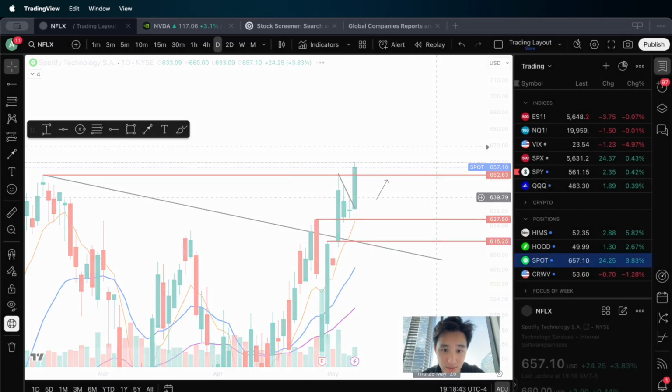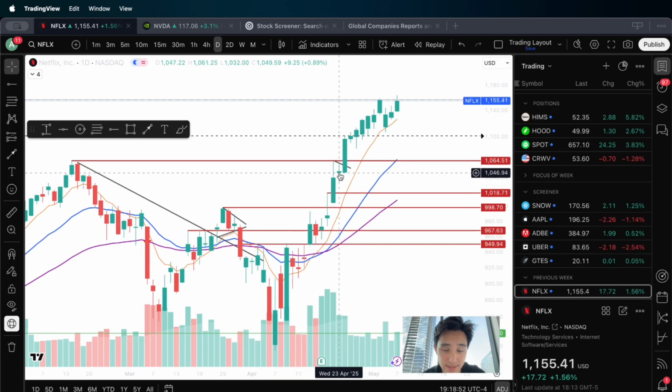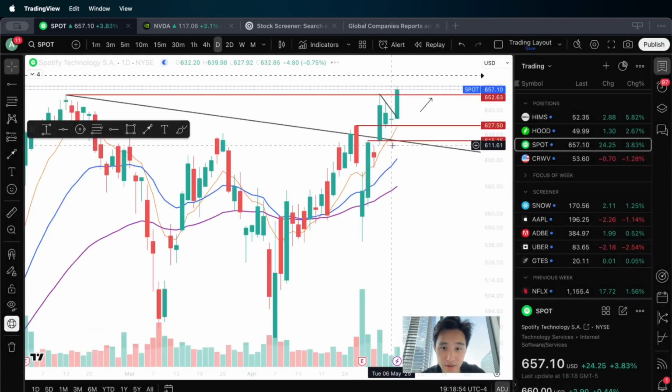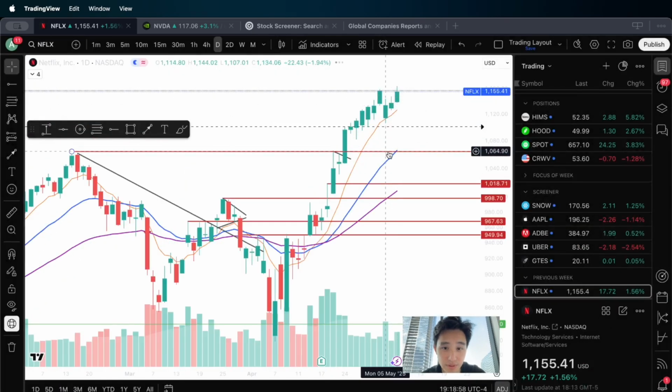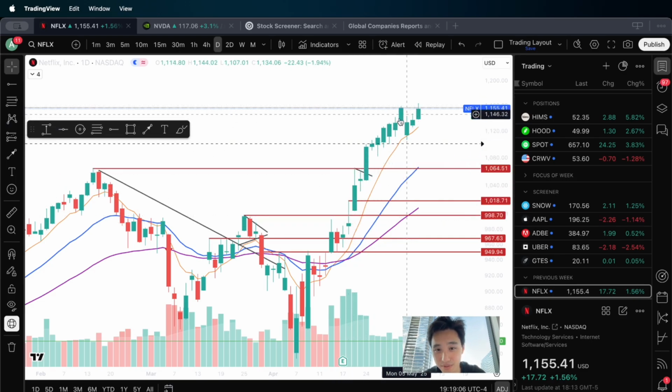Spotify reminds me of Netflix, where we had earnings, we broke all-time highs, almost a very similar setup, right? We had that big candle and then an inside day, whereas Spotify here had two inside days before we finally broke it. Looks really, really similar though. In terms of price action, we finally break that all-time high on Netflix, and then we've just been running. All of these are green days, which is insane.